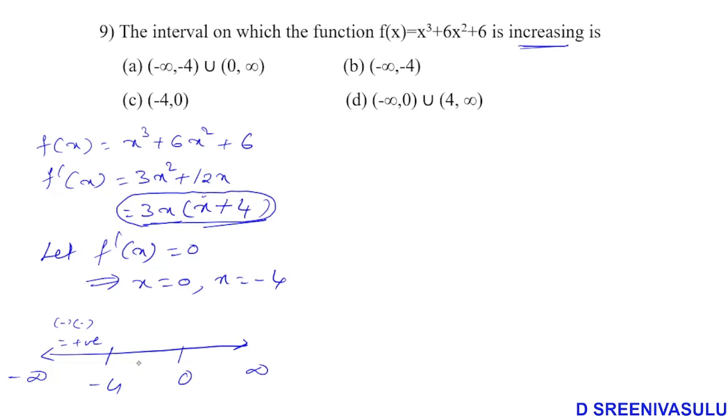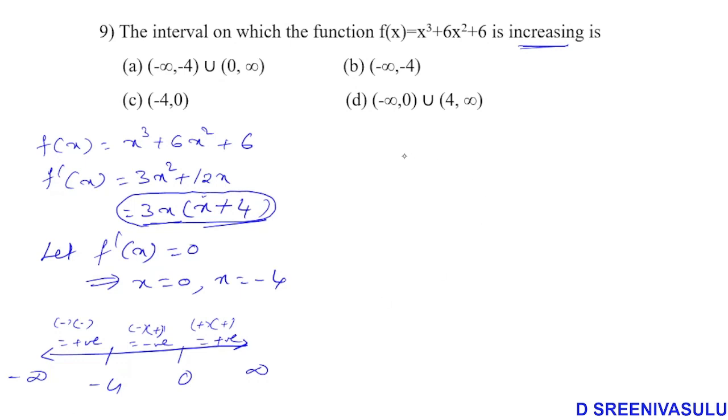What about here? Minus 4 to 0. Take minus 2. Minus 2 gives negative for 3x and positive for x plus 4. Then you are getting negative. For 0 to infinity, you take 1. 1 plus 4, total positive, positive. Then you are getting positive.